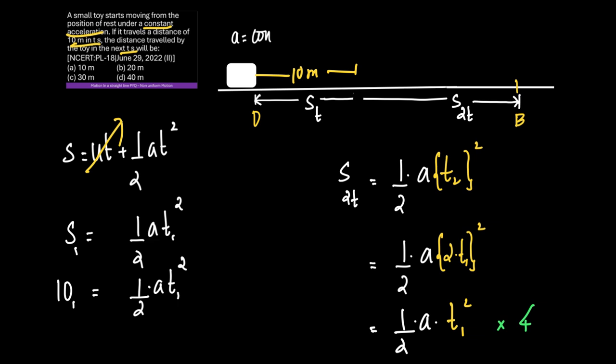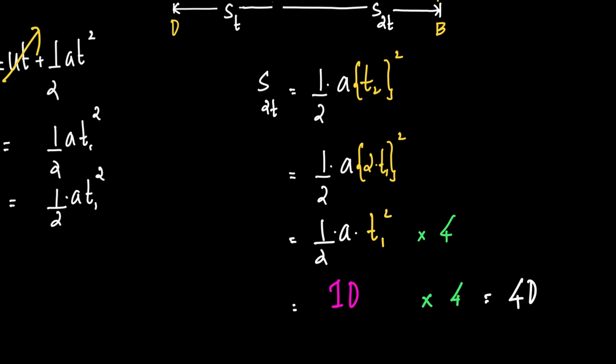So when we say distance traveled in 2t seconds, it will be s2t is equal to half a into t2 square. T2 is given to us as next t seconds, so that becomes t plus t, 2t. So t2 is 2 times t1, which gives us half a into 2 square, and 2 square is 4. So multiply this other way. This is 4. T1 square will be kept along with a by 2. So we have half a into t1 square.